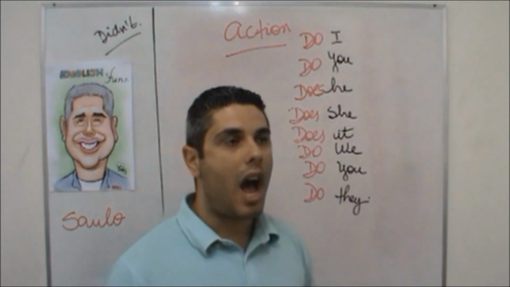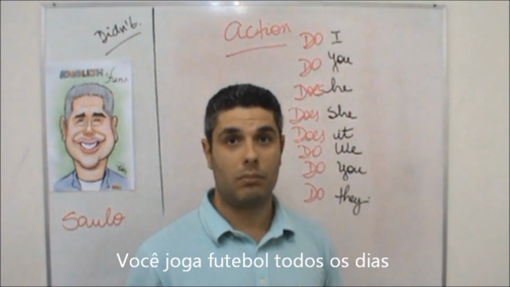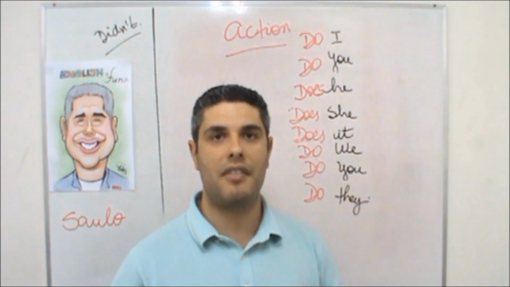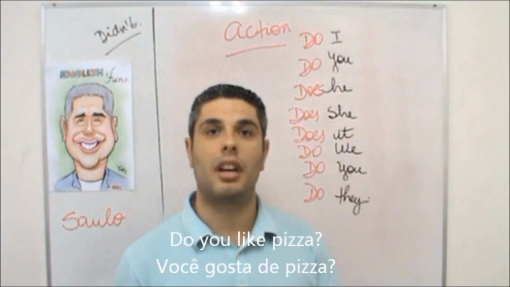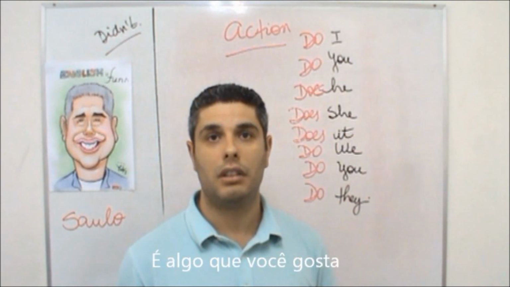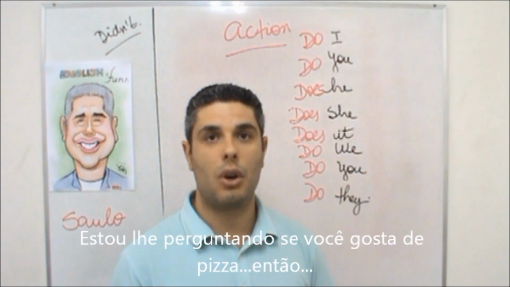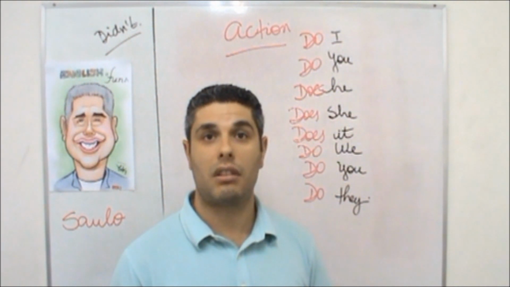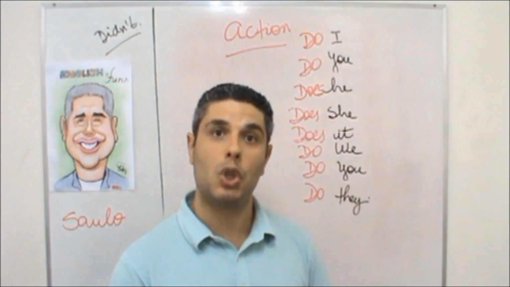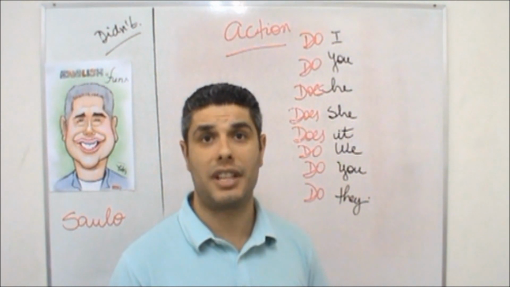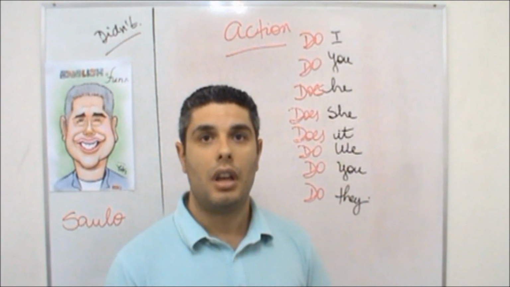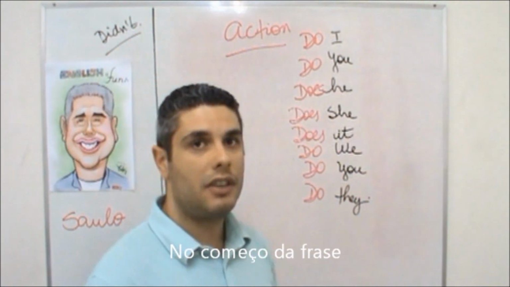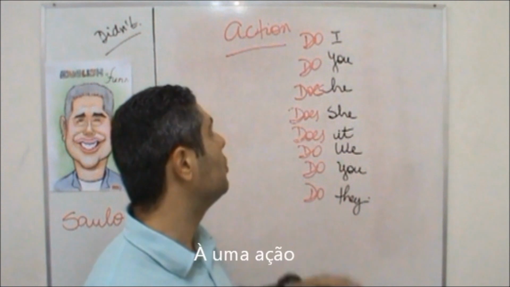For example, you play soccer every day. The question would be, do you play soccer every day? It's an action that happens every day. Do you like pizza? It's something that you like, okay? I'm asking you if you like pizza. So it's something that happens every day. You like it today, you like it tomorrow. So the question would be, do you like pizza? It's an action that happens often, all the time. So every single time that I listen to these verbs do and does in the beginning of the sentence, it's going to be a question related to action.